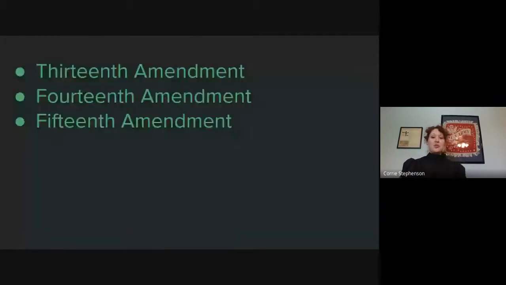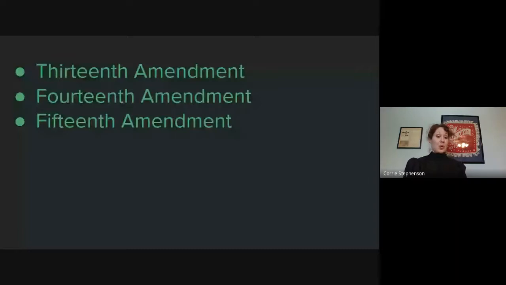Another thing that we usually say is right about Reconstruction are those three Reconstruction amendments. And you do need to know these amendments for the AP exam. They are very important. Some of the most important amendments in our Constitution after the Bill of Rights. The 13th Amendment ends slavery. And in a minute, we'll talk about the loophole in the 13th Amendment. But the 13th Amendment, on paper at least, ends slavery, forced servitude.